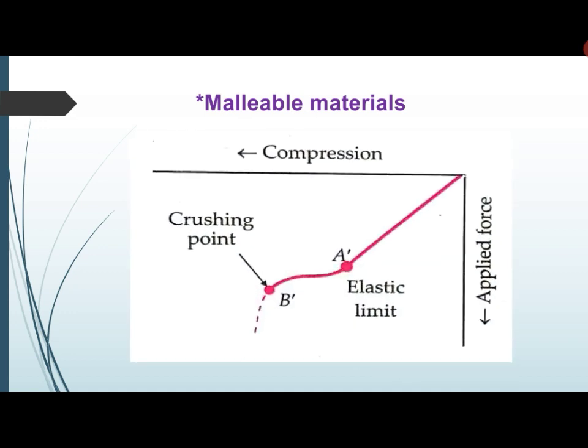Our next type of materials are the malleable materials. Now in these malleable materials, as you can see from the graph, we are having the compression. So we are applying the force on the material and we are compressing that material. So that's why we are having this kind of graph.